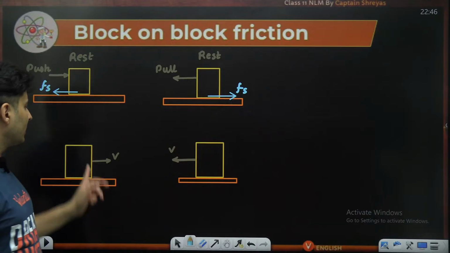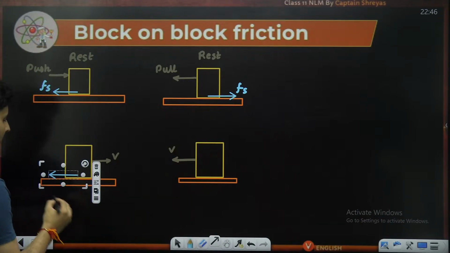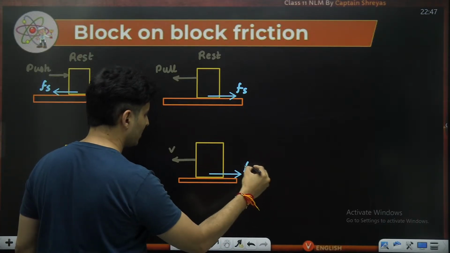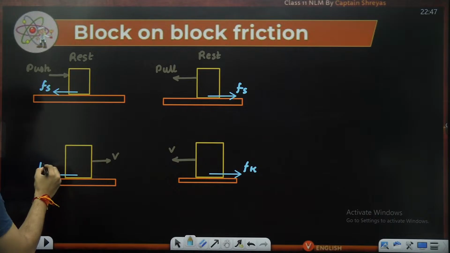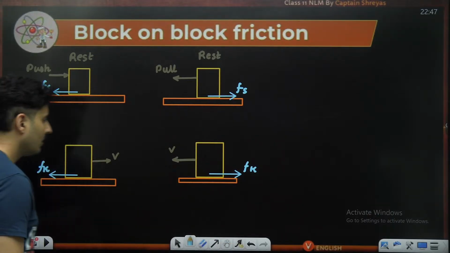Everybody with me? Here in this case, it's actually moving right, so friction will be here. Here it is actually moving left, so friction will oppose the relative motion. So Fk will be here. This will be also Fk.